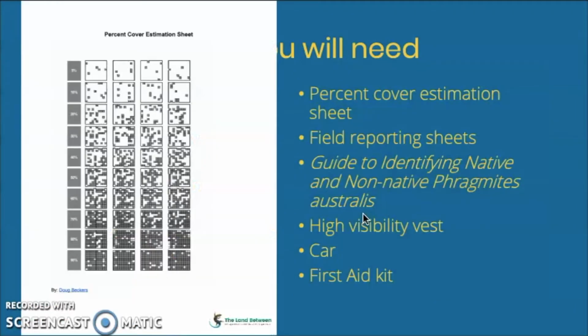You will also need a percent cover estimation sheet, which is also included in your volunteer package and will look just like this. This is to help you estimate the percent of a given area that's occupied by invasive Phragmites, just because estimating percent cover can be quite tricky at the best of times. This gives a visual depiction of what, say, 20% cover might look like. It could look something like this, it could look like any of these things. Again, it's just to help you make a well-informed estimation.